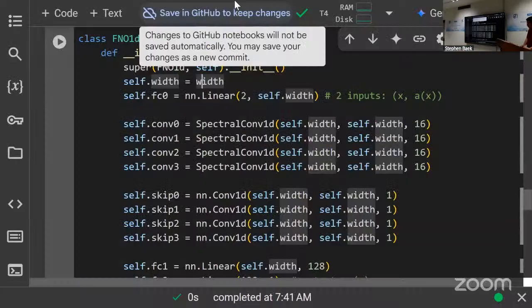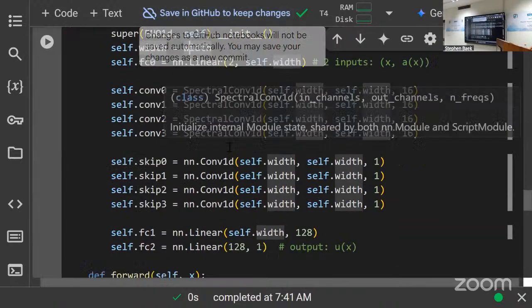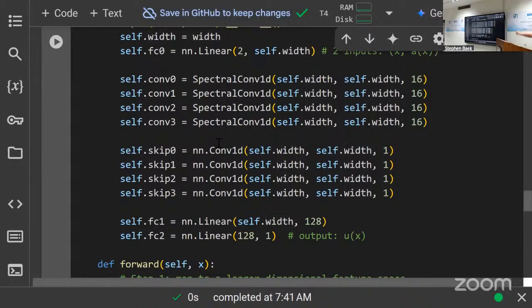So here you can see that in the initialization, we have 4 convolution layers. So 4 spectral 1D convolution layers. So this is the Fourier transform that we just defined. And then we have the 4 skip connection layers. So you can see that we are repeating 4 blocks of Fourier neural operators.